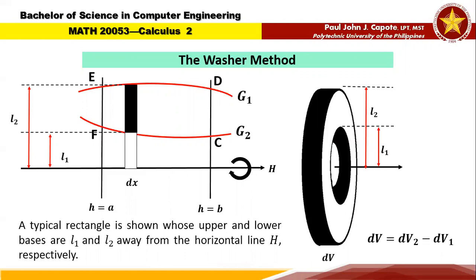Now the volume of the washer is a variable dV since it changes depending on its length and width dx. In this case, the dx is the width of the rectangular element, and at the same time, this dx is the height of the washer.